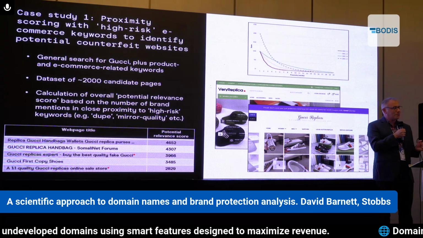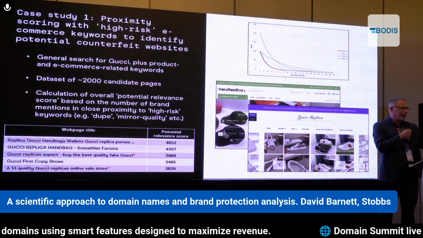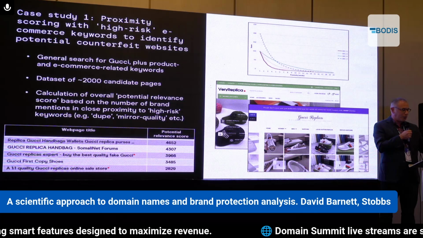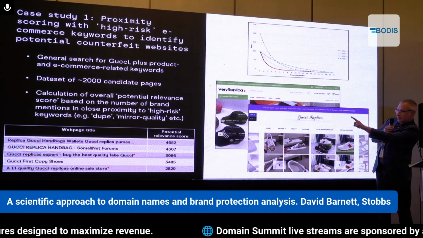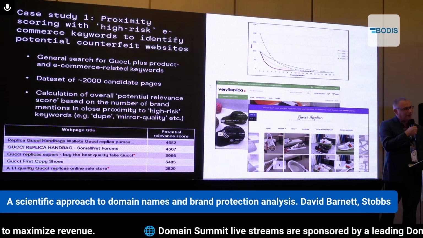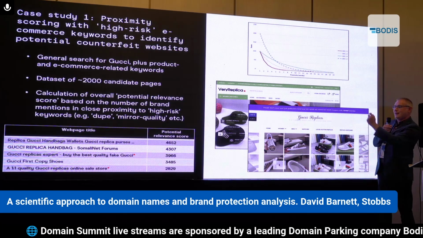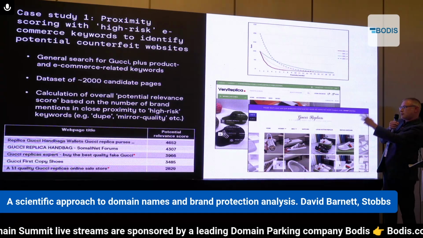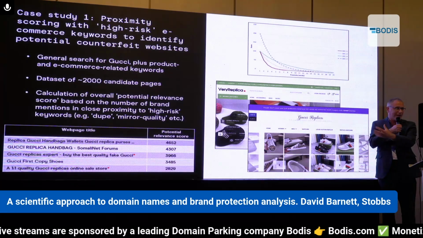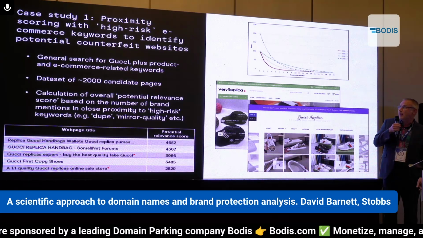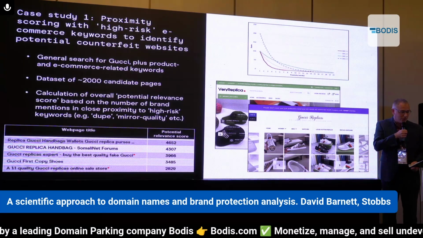And we scored each page based on how close any of those keywords were to the brand name we were monitoring for. What that gave us is a ranked set of those 2,000 websites, and the ones that float to the top are exactly the ones we're interested in finding, the ones that are explicitly selling replica products, counterfeits. So these would typically be our first targets for enforcement.